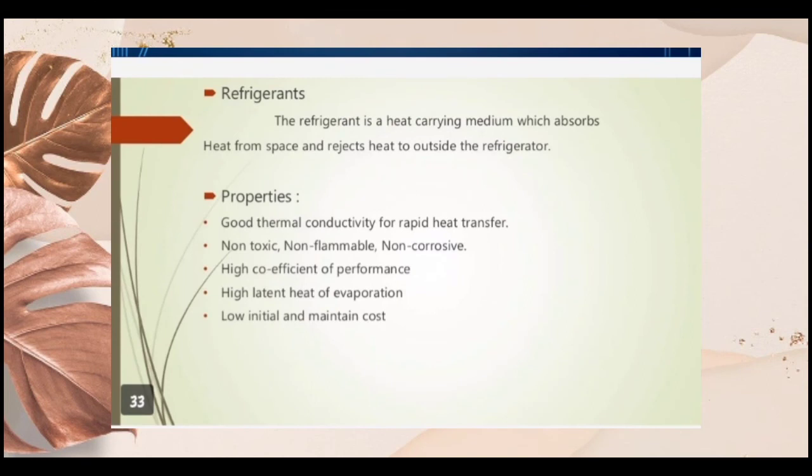Refrigerants. It is a heat carrying medium which absorbs heat from a space and rejects heat to outside the refrigerator. So, the properties are: good thermal conductivity for rapid heat transfer, non-toxic, non-flammable, non-corrosive, high latent heat of evaporation, and low initial and maintenance cost.